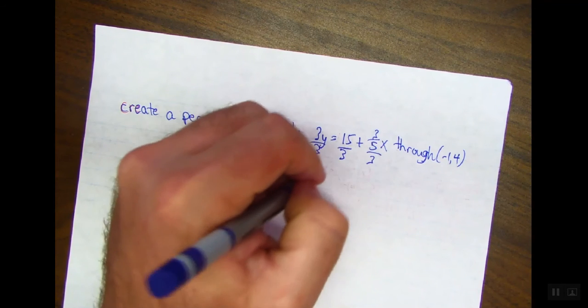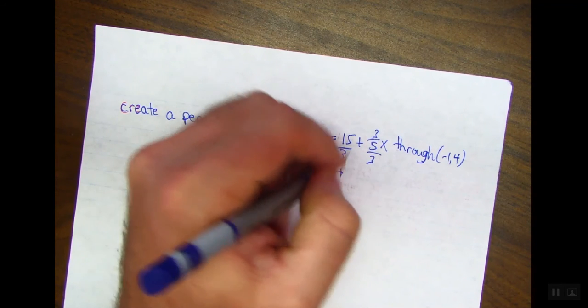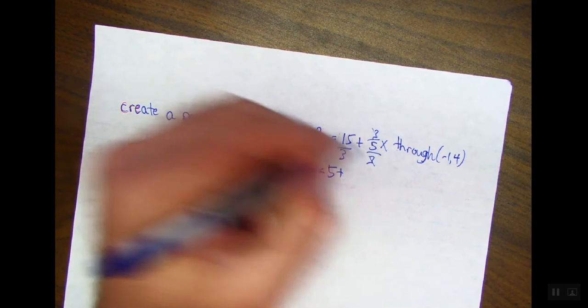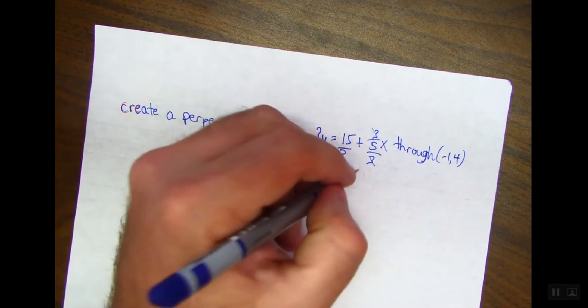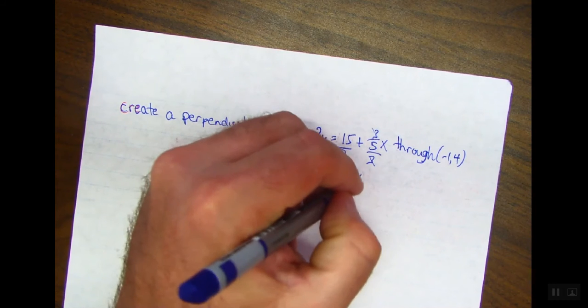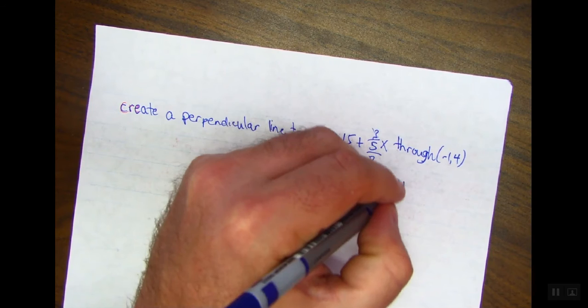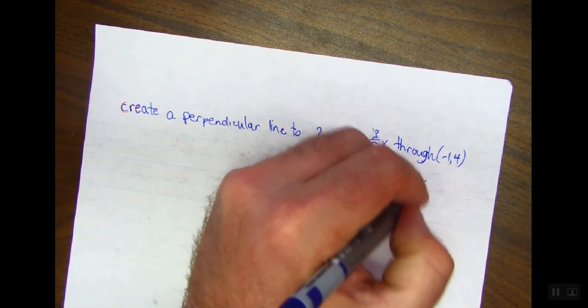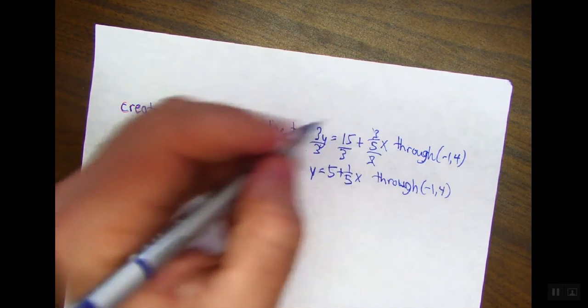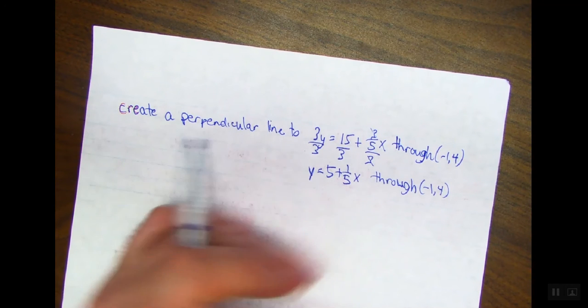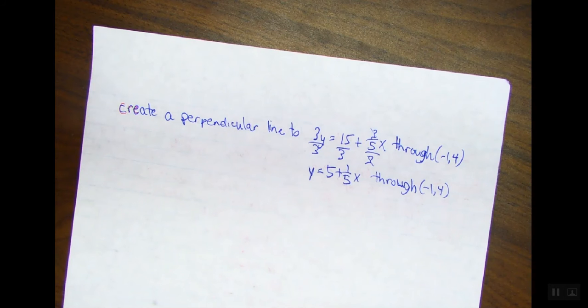So now I have y equals 5 plus, this 3 and this 3 now cancel. That gives me 1/5 x, okay, and then through the point -1, 4. So if you blew this first step, you're automatically gone right there because you have a wrong slope, and that's what most of you did.